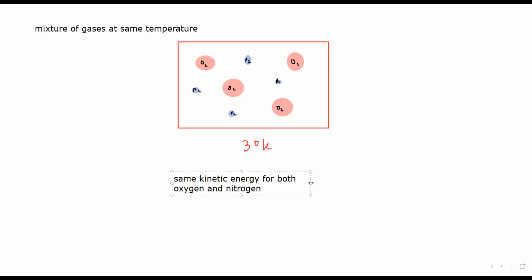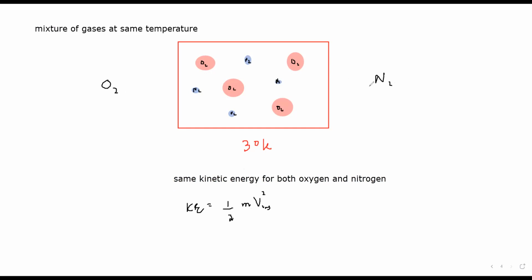As we know the temperature is the same, so the kinetic energy should be the same. The kinetic energy is half mv square, and here v is the root mean squared speed. Now which molecule will move faster, oxygen or nitrogen? They will have different root mean square speeds. Why? Because we want this product to be the same. The product of half mv square for oxygen should be the same as half mv square of nitrogen. So the kinetic energy is the same.